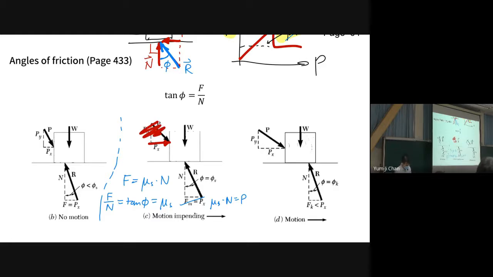I'm sorry. It's okay. Or Px. It's okay. So we know when it is motion impending that the resultant force has an angle phi with the line of action of N. So this one we will mark as phi S.